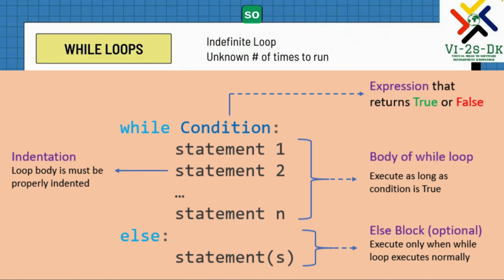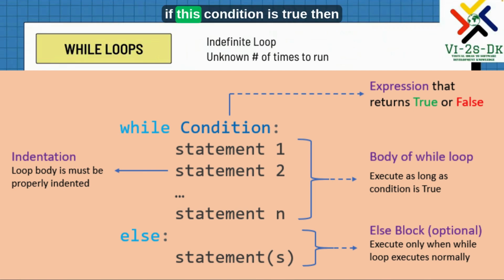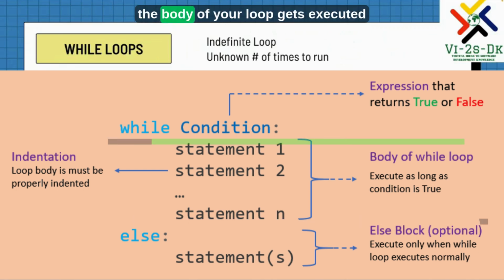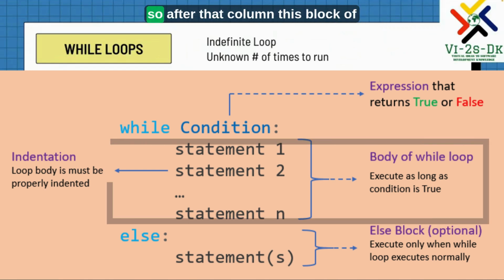We talked about conditions yesterday. So a condition is an expression that is either going to return true or false. If this condition is true, then whatever is within this body, the indentation, the body of your loop, gets executed. Just like the compound statement we talked about yesterday for the if, else if, else. A compound statement ends with a colon. So after that colon, this block of code gets executed if this condition is true.